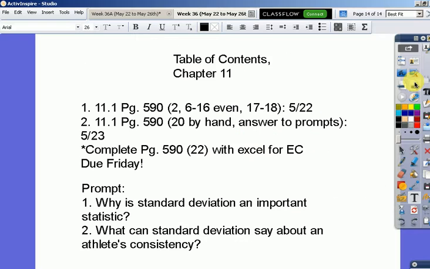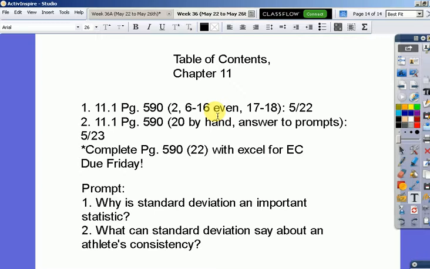So what do I want you to do with those articles? Well, I want you to do one of them by hand. It's a very small data set. Okay, very small. So number 20 by hand, and that's in your book on page 590. And I did make that a separate assignment because I want that on a separate page than number 1. And then I want you to answer the prompts.